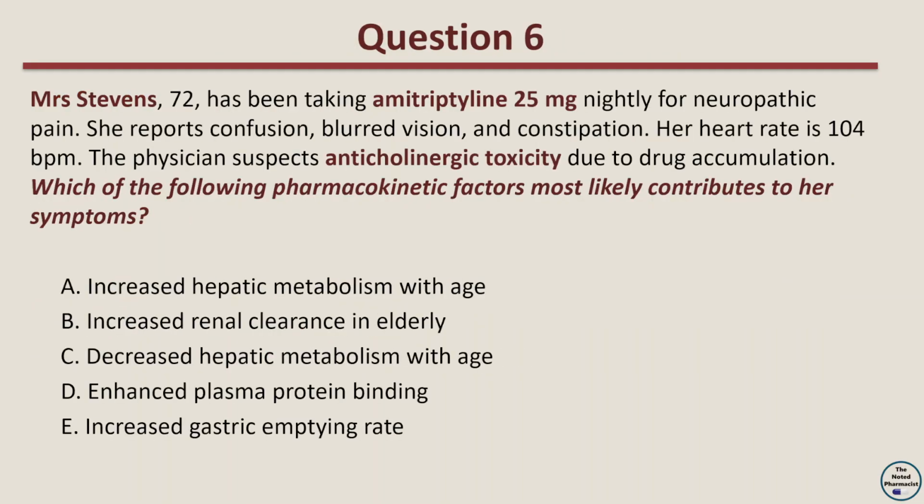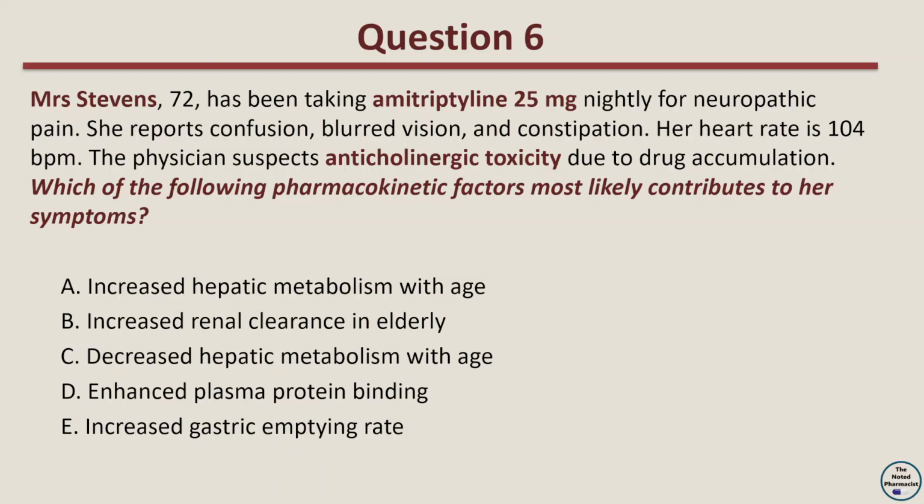Question 6. Mrs. Stevens, 72 years old, has been taking amitriptyline 25 mg nightly for neuropathic pain. She reports confusion, blurred vision, and constipation. Her heart rate is 104 beats per minute. The physician suspects anticholinergic toxicity due to drug accumulation. Which of the following pharmacokinetic factors most likely contributes to her symptoms?